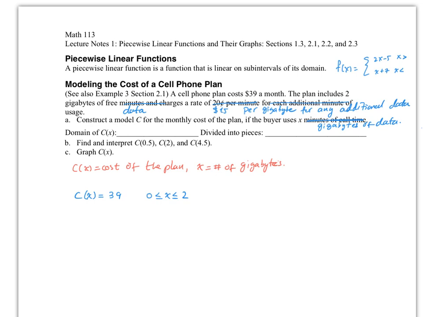So we need to have 2 points to find the slope of the other line. So how do we incorporate the 15 into this? Well, from here, if you use 2 gigabytes, you still pay $39. Okay? But let's say that you use 3. If you use 3 gigabytes, you still have to pay the 39 plus 15 more, which will give you 54.